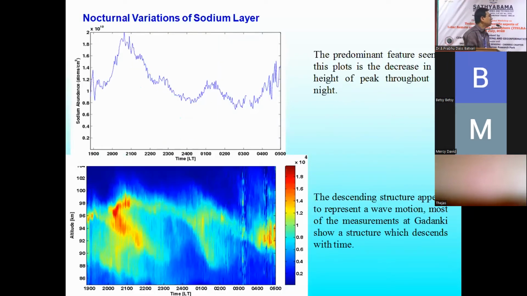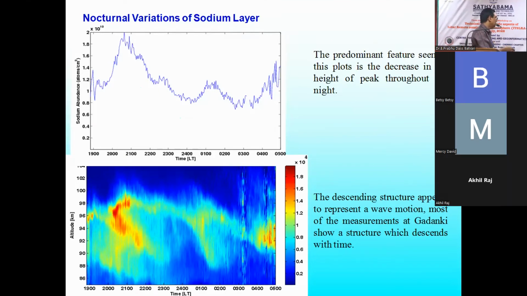And this is the typical profile of a nocturnal variation of a sodium layer on a particular day. You can see clearly the sodium concentration descends with time. It is also in a wave type of representation. So the predominant feature of this plot is the descending of the layer throughout the night. This is the 2D curve and this is the contour curve observed throughout the night.